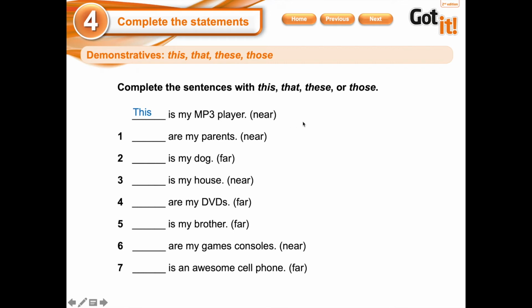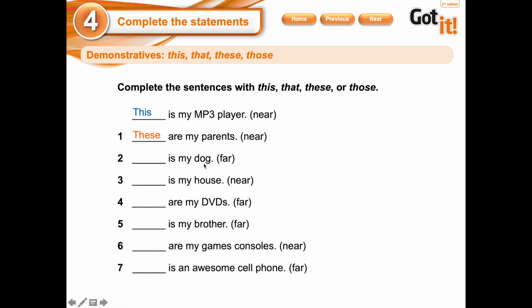For that reason, I have the word near. Remember that you have this and these, but this is for only one. These is for more than one. So, these are my parents. Let's continue with number 2.